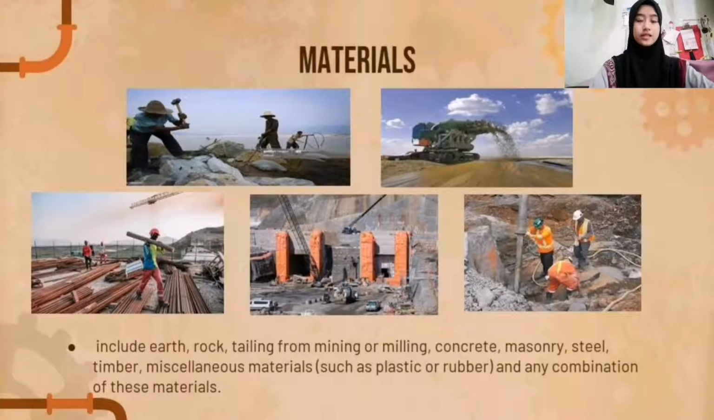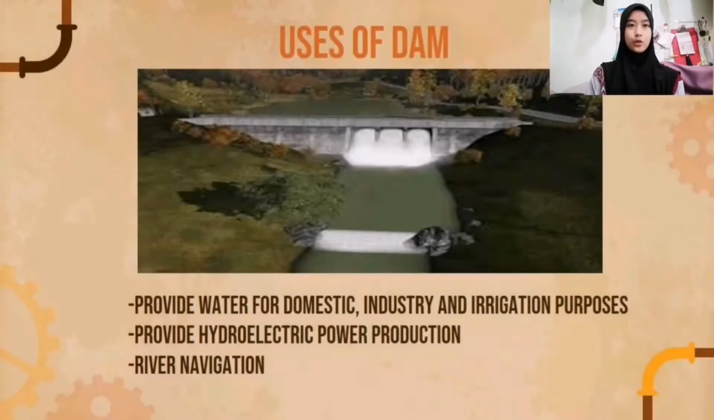These are the materials used to construct a dam, which include earth, rocks, tailings from mining or milling, concrete, masonry, steel, timber, miscellaneous materials such as plastic or rubber, and any combination of these materials. The uses of a dam: dams are important because they can provide water for domestic, industry, and irrigation purposes, and also often provide hydroelectric power production and river navigation.